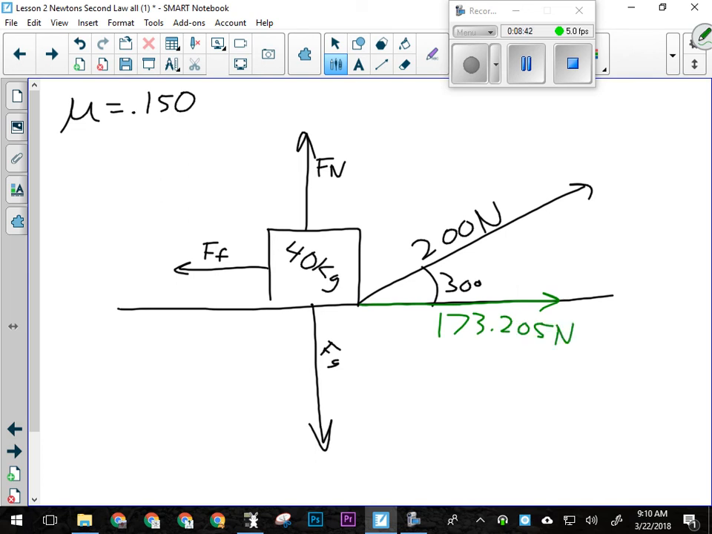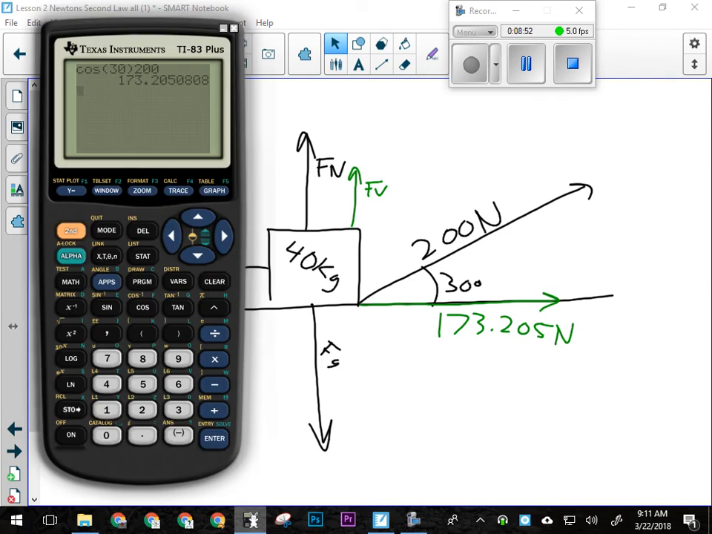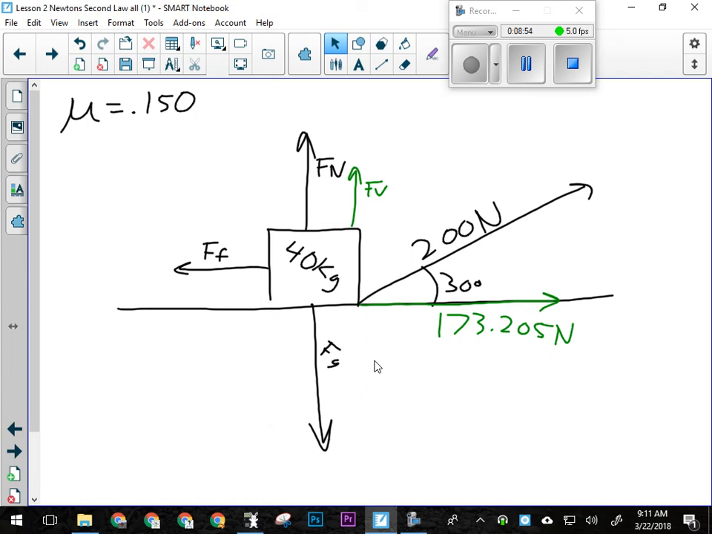Newtons, and I'm going to find its vertical component, and I'm going to put that over here, just so I can keep everything straight. The sine of 30 times 200 is 100 newtons, so I don't even need to punch that in. That means I can now get rid of this because I've figured out how much up and how much over it's pulling. So I can eliminate it, and now my free body diagram's a little easier to look at.